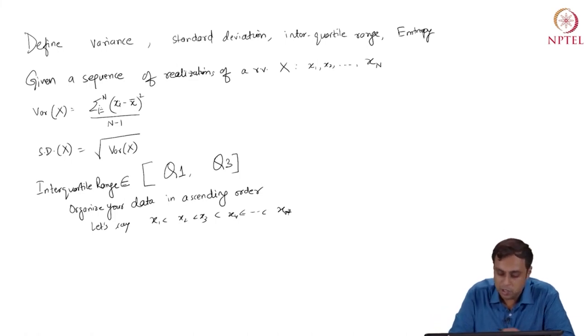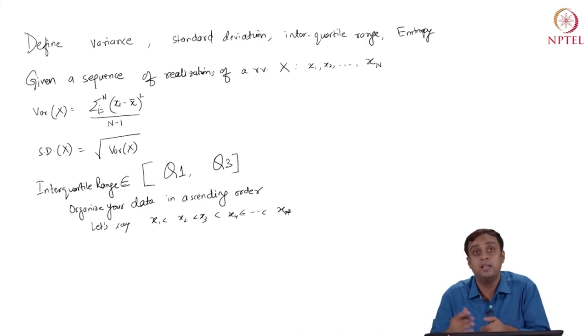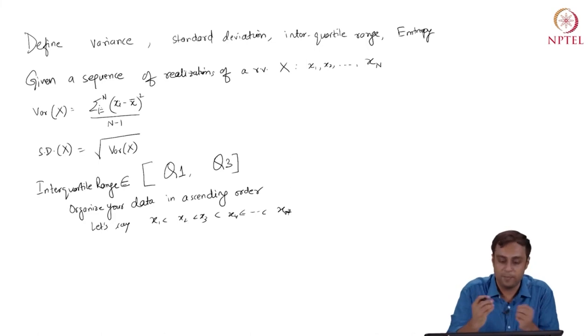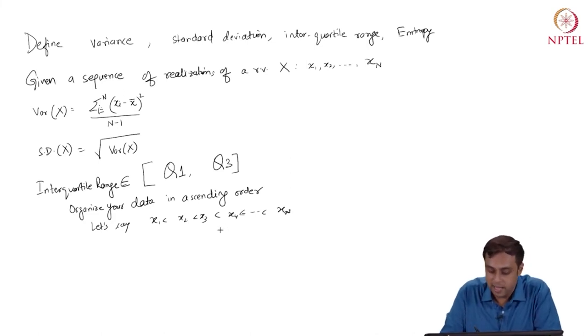And once you have the data organized in that way, you can go to the 25th percentile, that is 25% of the data, 1/4 of data values are smaller than that particular value. Let's say that value is x25, right? And that is called the first quartile.